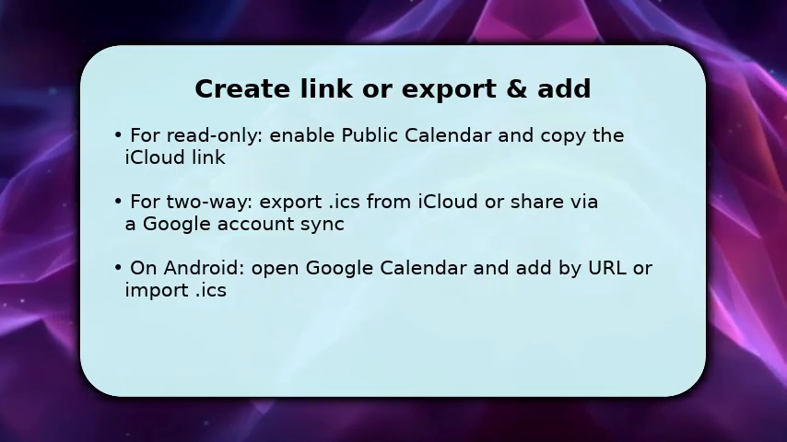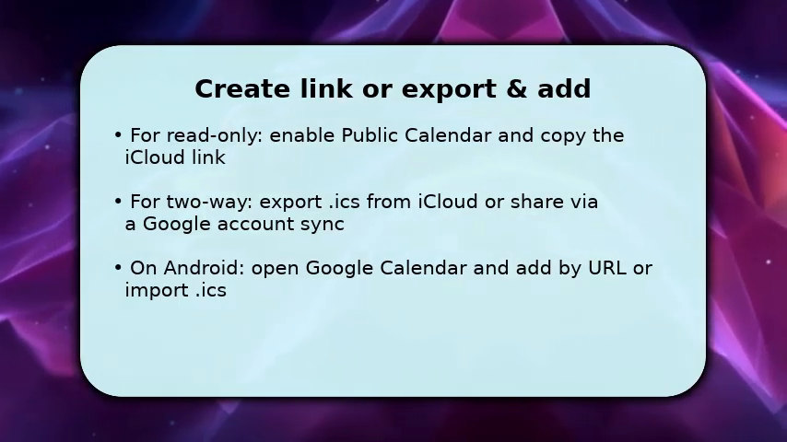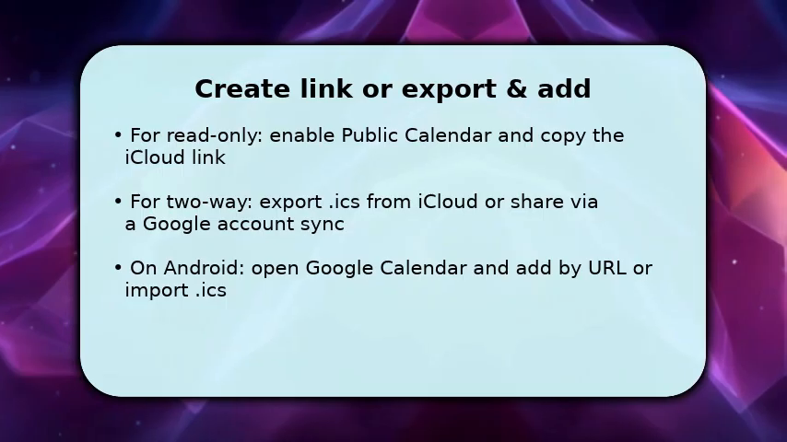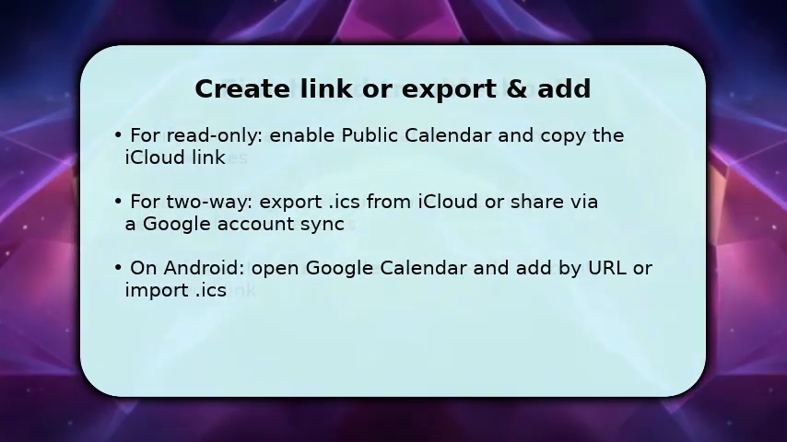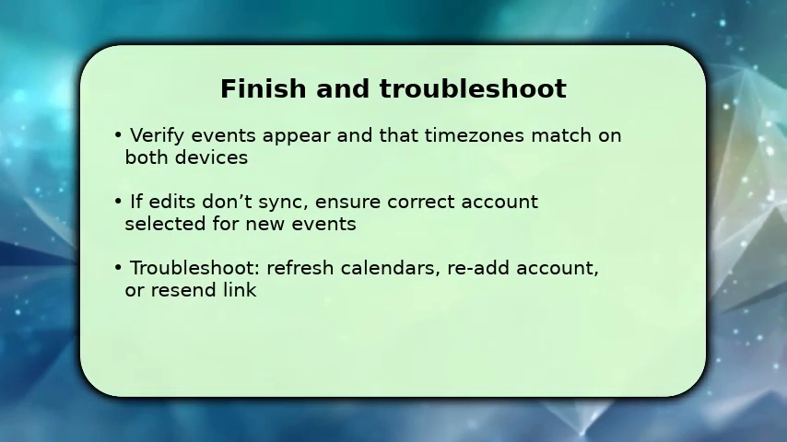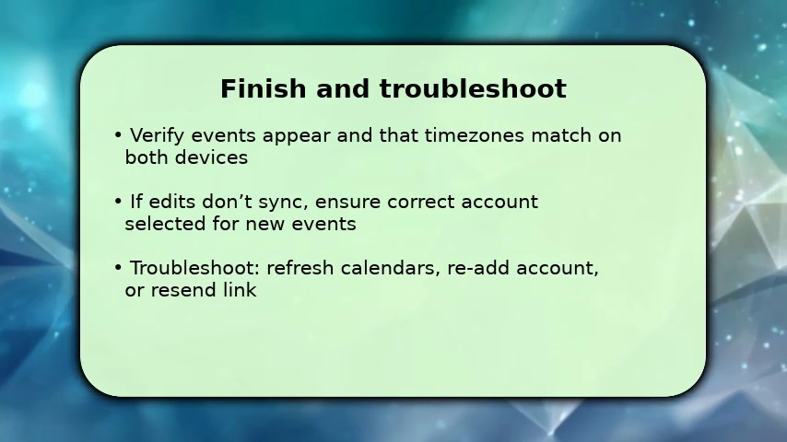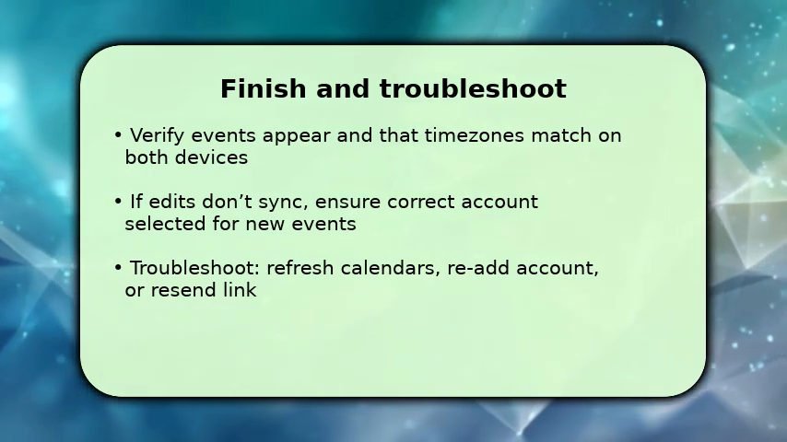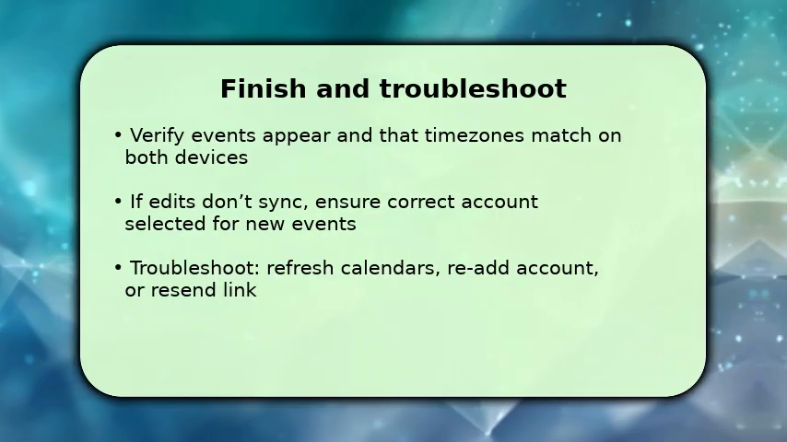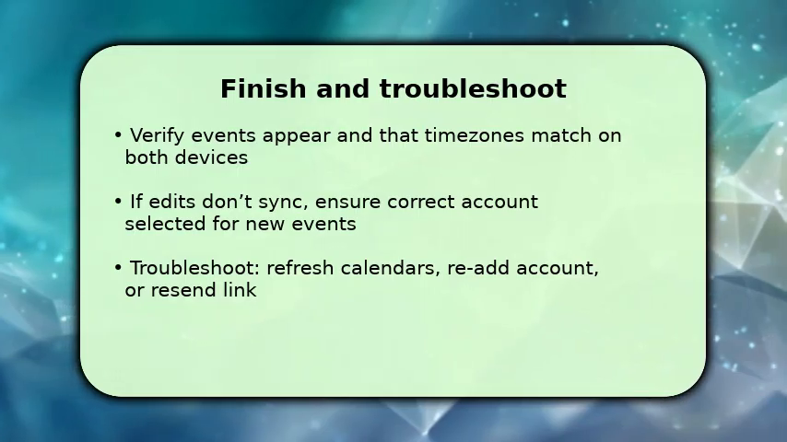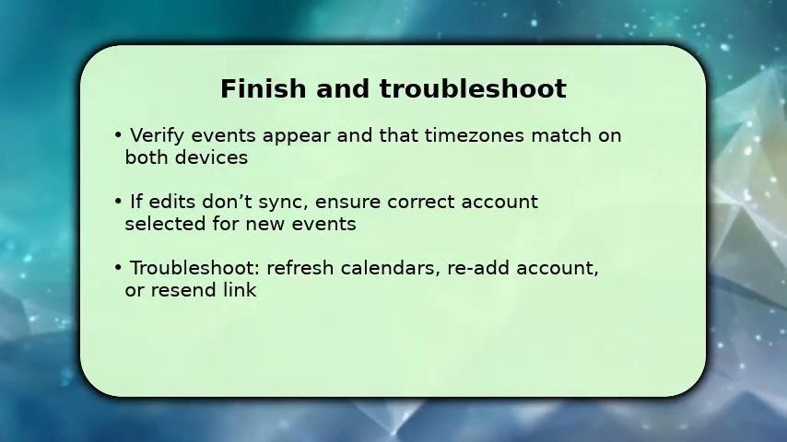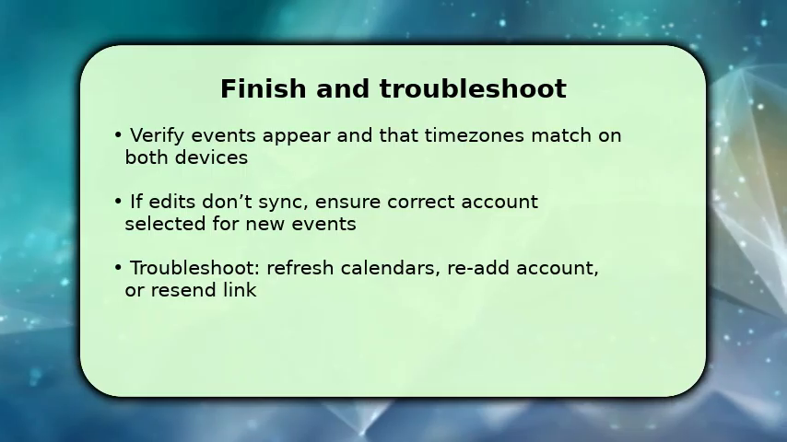On the Android side, open Google Calendar, choose Add by URL for webcal links or import ICS if you downloaded a file, and make sure the calendar is finished by checking that events show up on Android and that time zones match to avoid shifted times. Make a test edit if you enabled two-way sync and confirm it appears back on the iPhone. If not, ensure you created events in the shared Google Calendar rather than a local phone calendar.